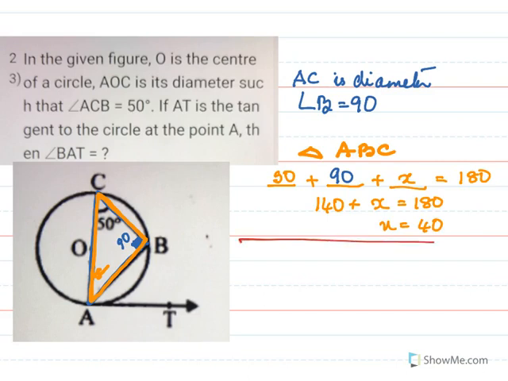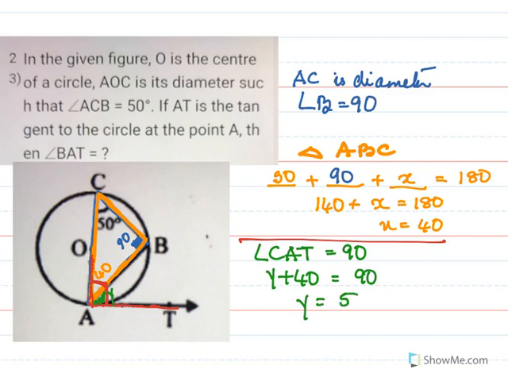Now for the third part. So we know our X here now is 40. Now this angle will be 90. Why will it be 90? This is radius and this is tangent. So this full angle is 90. Let's put this part as Y. So if you look at angle CAT equal to 90, and CAT is equal to Y plus 40 is equal to 90. So your Y is 50.